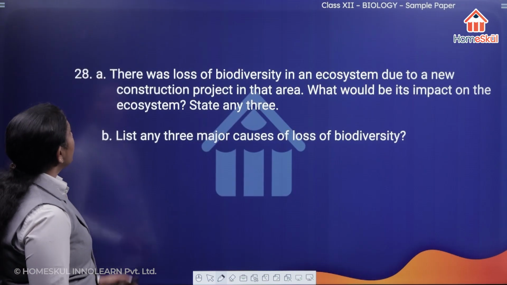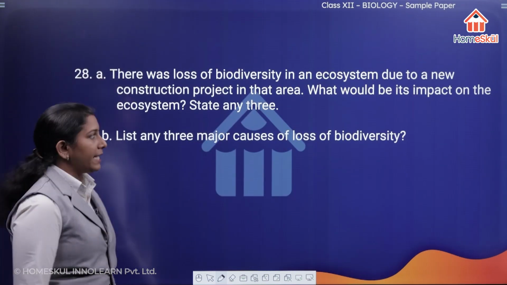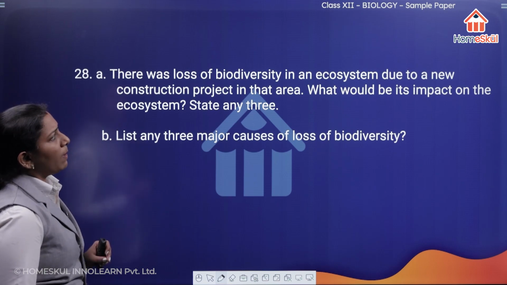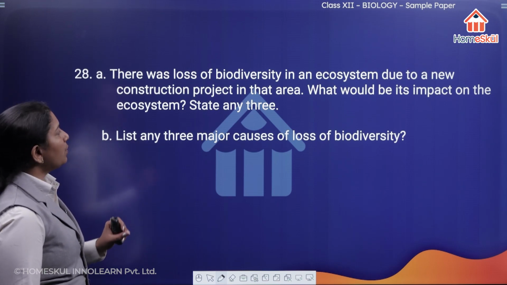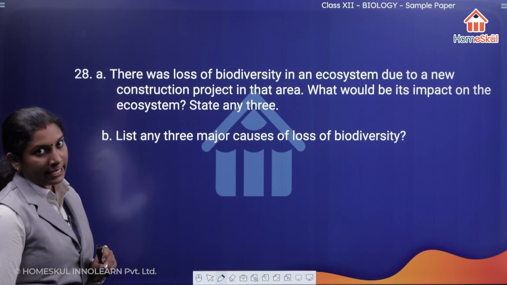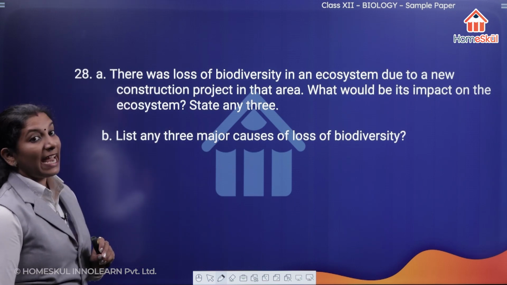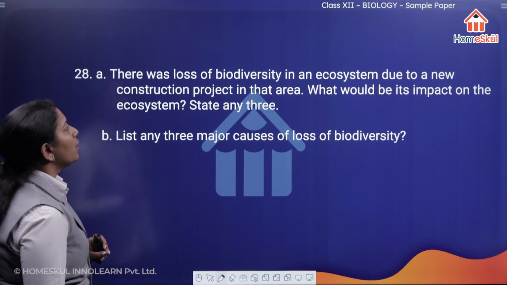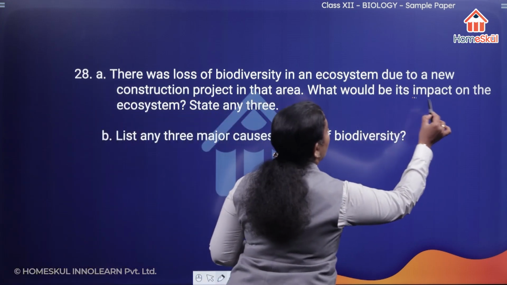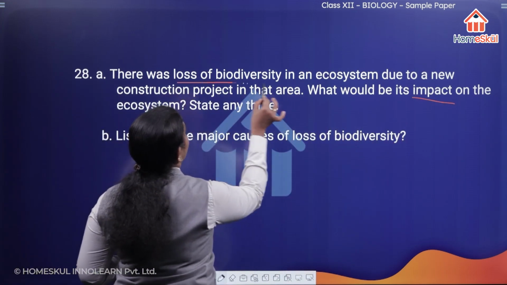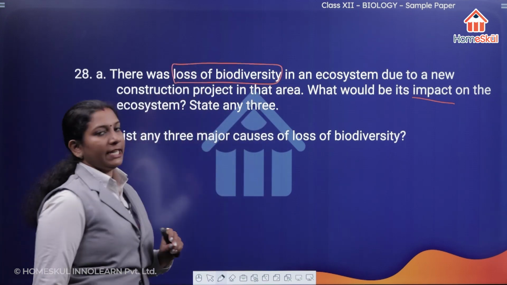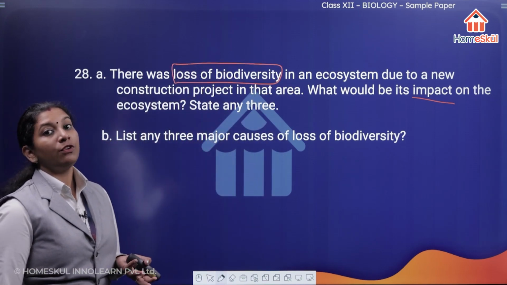Then next, question number 28. There was a loss of biodiversity in an ecosystem due to a new construction project in that area. What would be its impact on the ecosystem? State any three of the impacts. So what is the impact of the loss of biodiversity in a particular area?